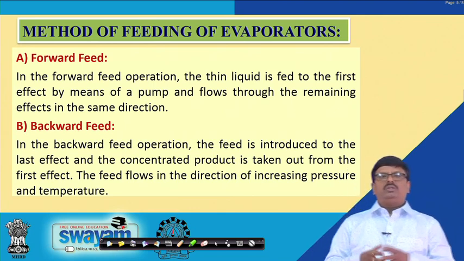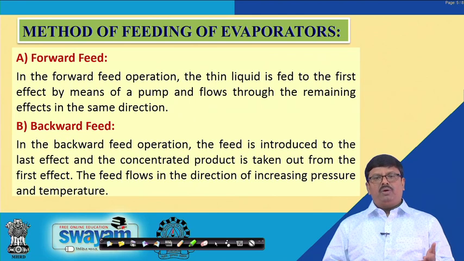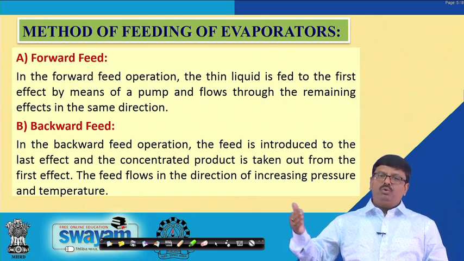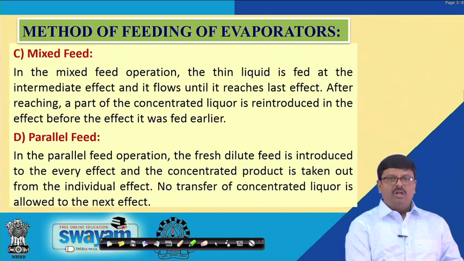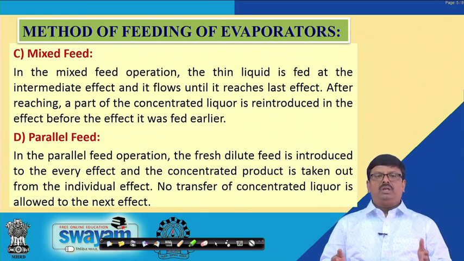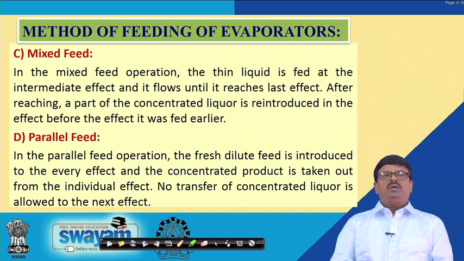Now, the backward feed. If we apply common sense, for backward feed the feed will be introduced at the last effect and then it will go ahead 3, 2, 1. This is the direction in which it will be moved. In mixed feed operations, the thin liquid is fed at an intermediate effect and flows until it reaches the last effect, and after reaching there, a part of the concentrated liquor is reintroduced in the effect before the effect where it was fed earlier.